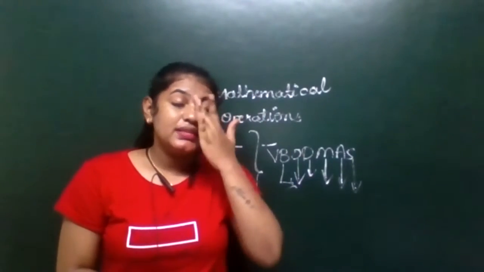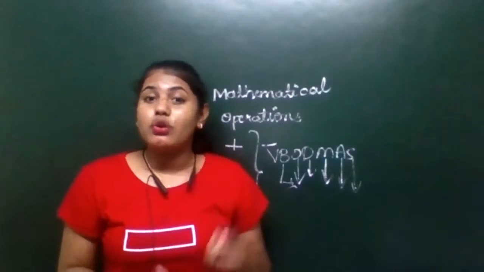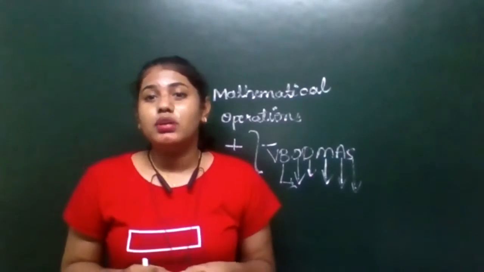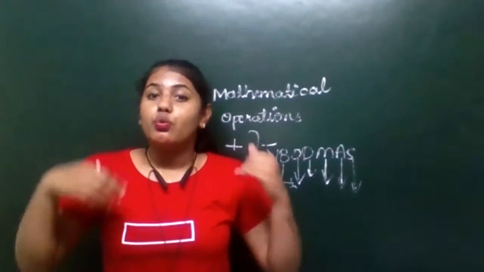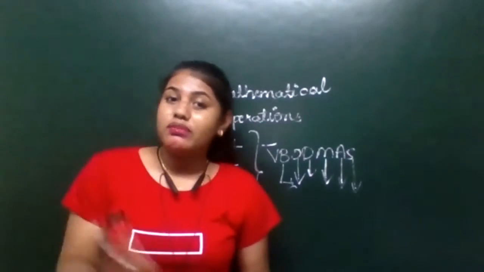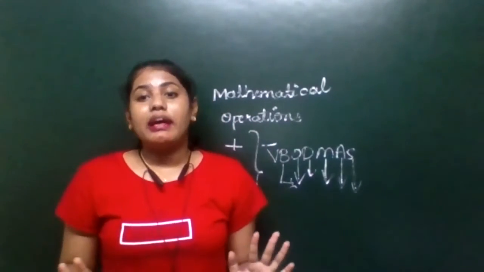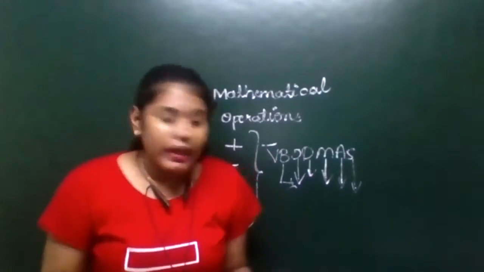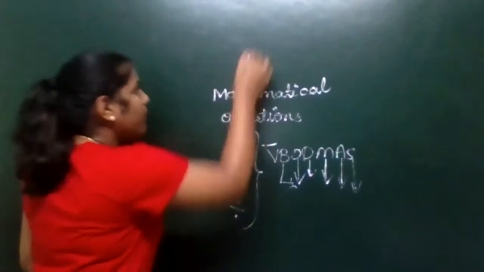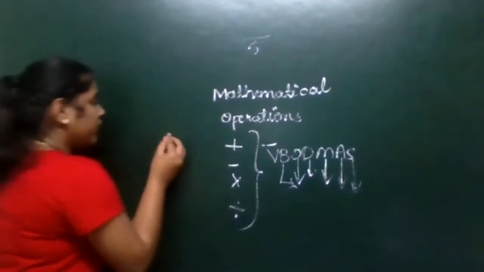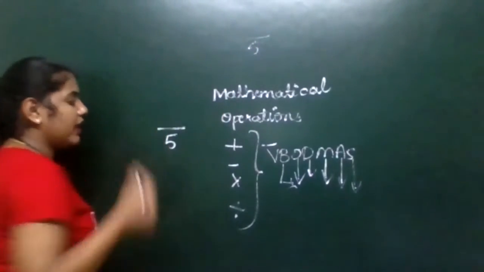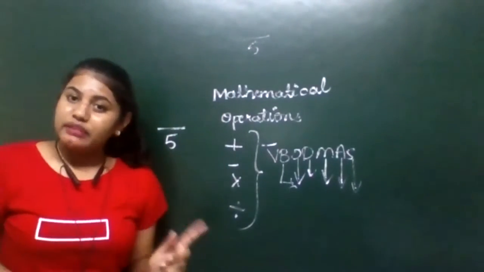Okay, students, in this class, let me start the chapter called mathematical operation. I'll give you examples and we'll solve problems. Many of you did not understand in the previous class. Listen to me carefully. Vinculum: see this bar, a bar over anything. If I write 5 with a bar over it, that is called a vinculum.